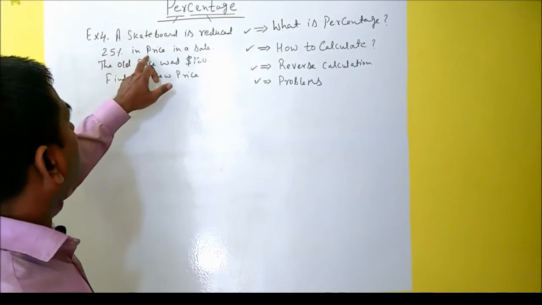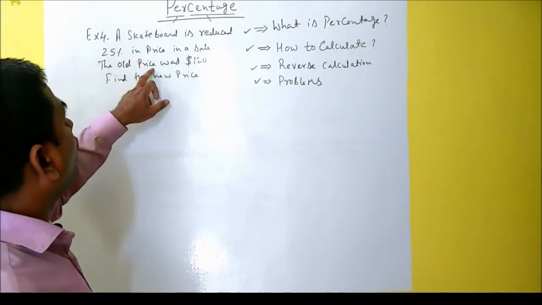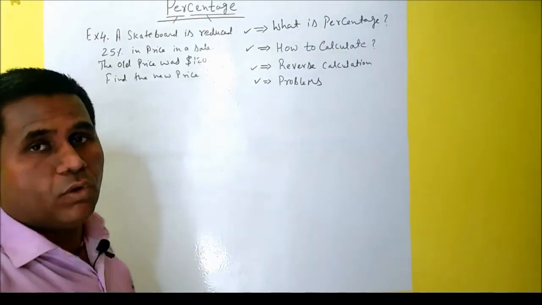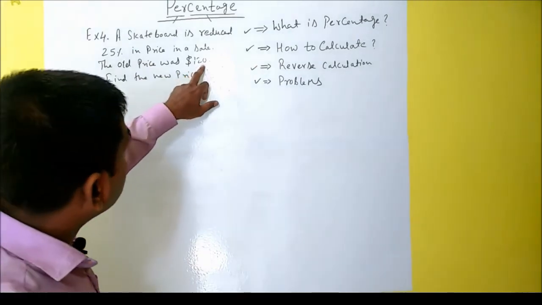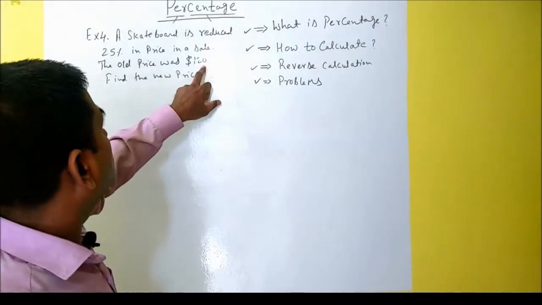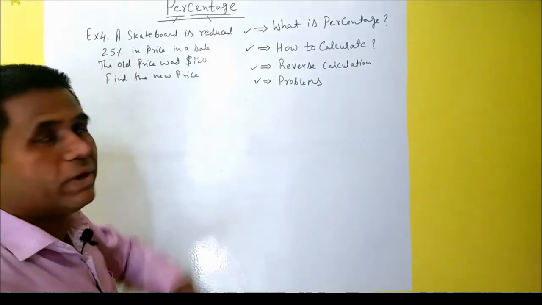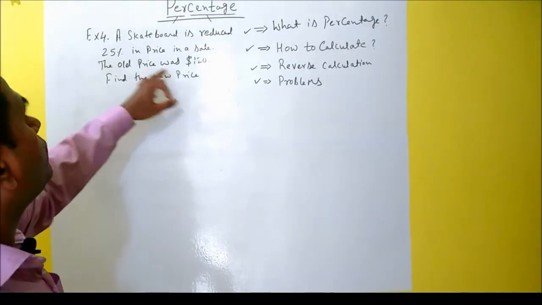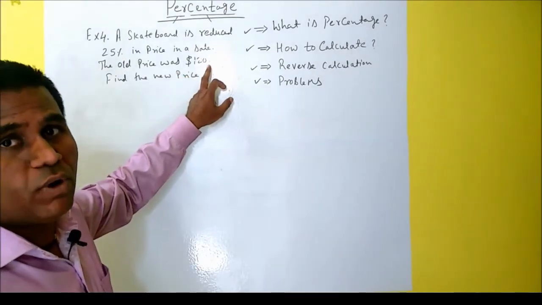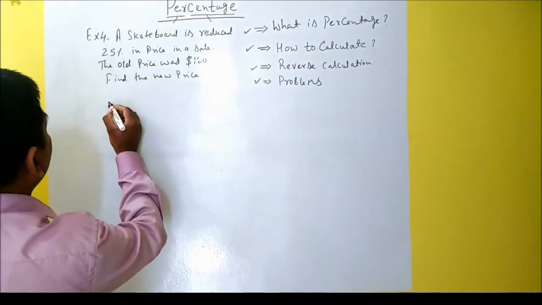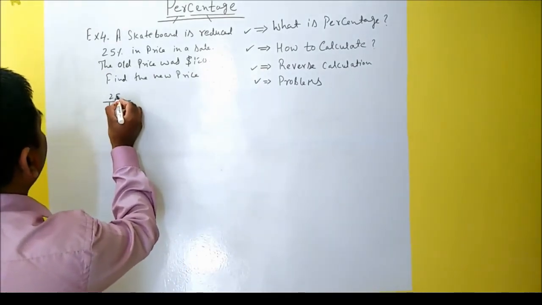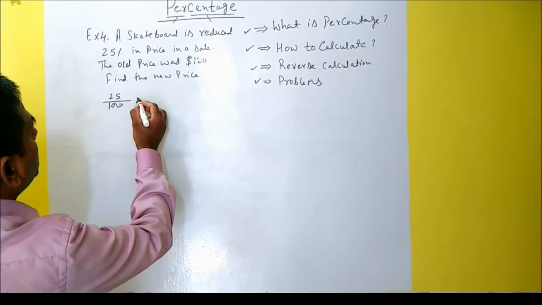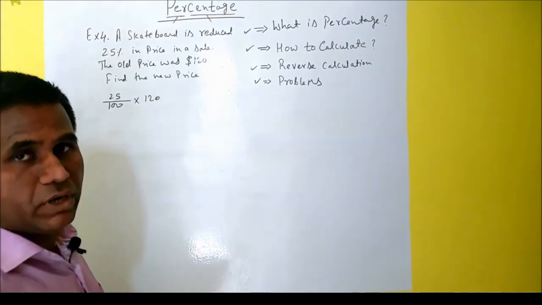So the 25% in price is reduced in a sale. The old price was $120. So that means this is the old price, the price of the skateboard, and on this price 25% is reduced. Find the new price. What is the new price of the skateboard? So what we have to do is find 25 percent of 120. Okay, so out of 100, 25, right? So out of 120, how much? So we will multiply here.